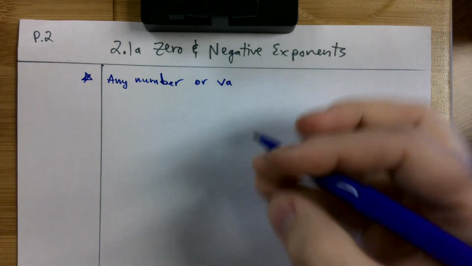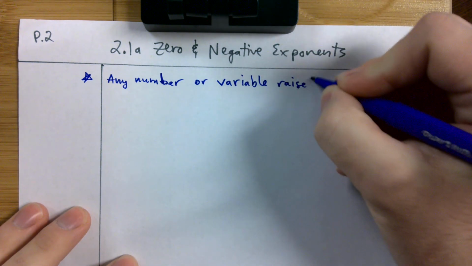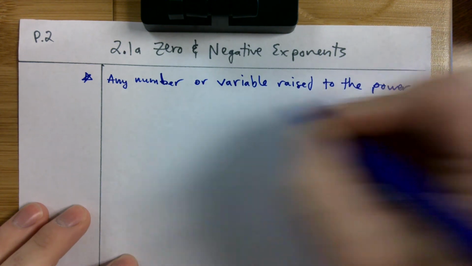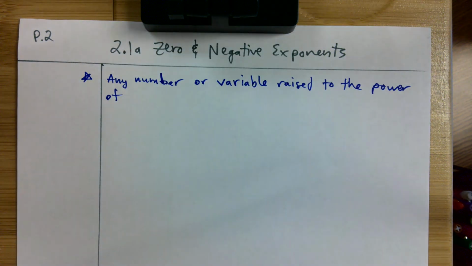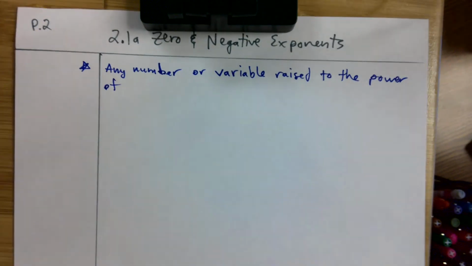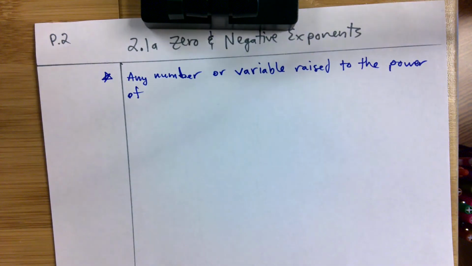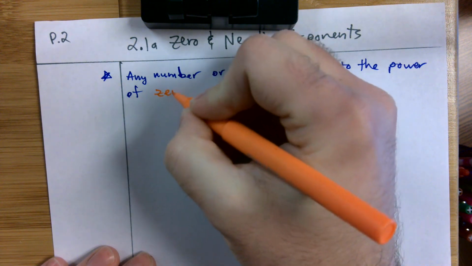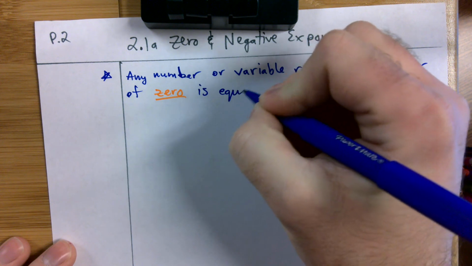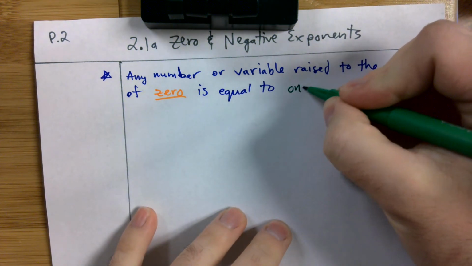Okay, so the first thing I want you to write is any number or variable raised to the power of 0 is equal to 1.